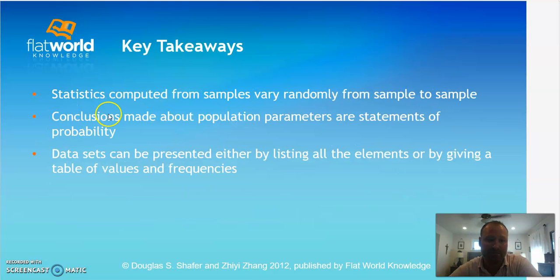Key takeaways: statistics are computed from samples, right? A sample could be males between the ages of 40 and 80, or females between the ages of 12 and 21, right? Conclusions made about population parameters are statements of probability, right? 80% of the people that come in contact with COVID-19 do actually contract it. That would be probability. Data sets can be presented either by listing all the elements or by giving a table of values and frequencies. Perfect.